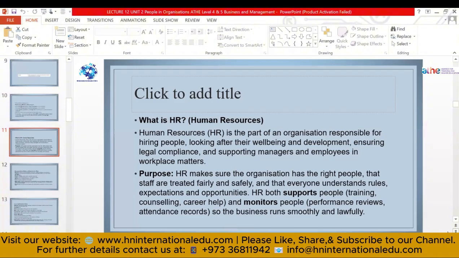Human resources is the part of an organization responsible for hiring people, looking after their well-being and development, ensuring legal compliance, and supporting the managers and employees in workplace matters. HR is the backbone of the organization. They are recruiting the people, they are training the people, they are hiring the correct sort of people in the organization, and then things go on.